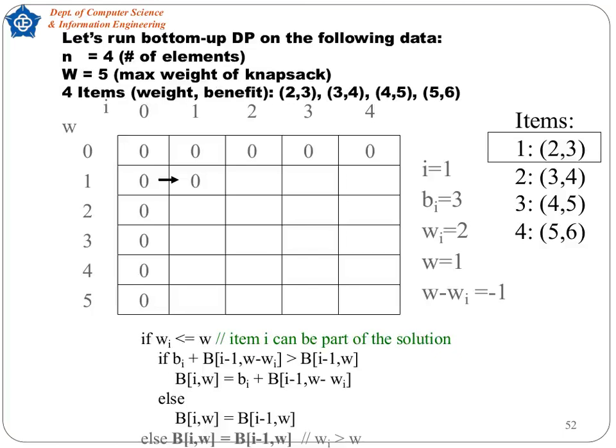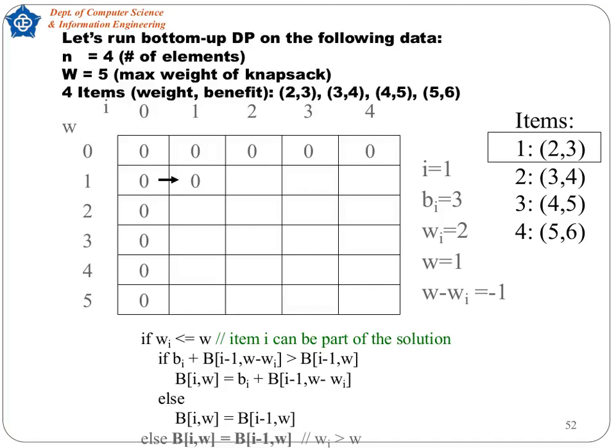Now that we've set up our problem, let's dive into the table. On the left is our DP matrix, rows indexed by item i and columns by capacity W. And on the right, we list each item's weight and benefit: 1, 2, 3; 2, 3, 4; 3, 4, 5; 4, 5, 6.